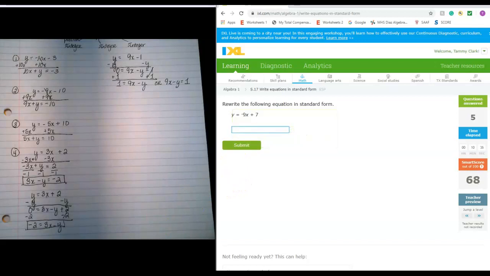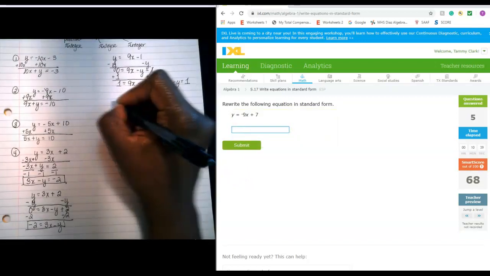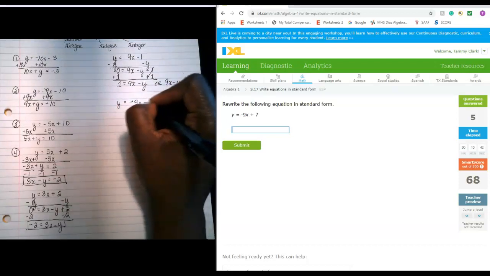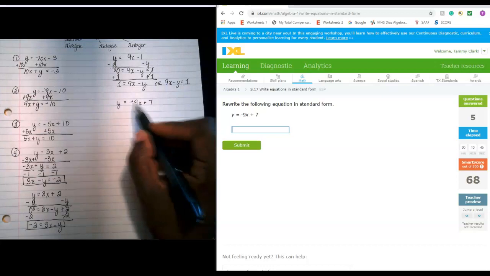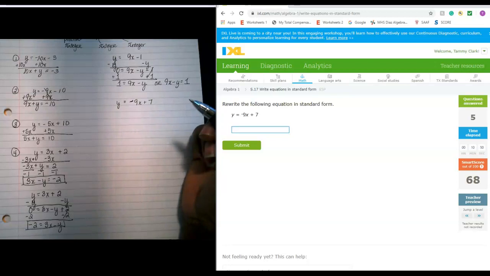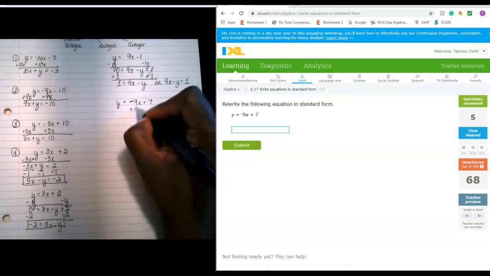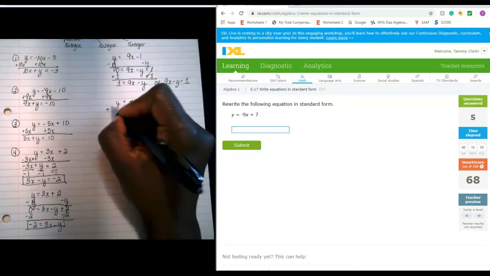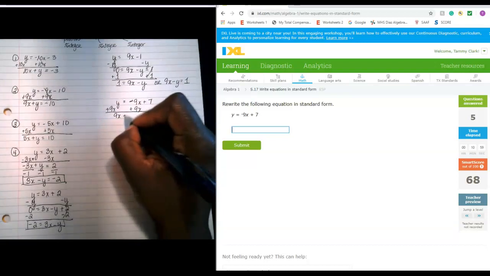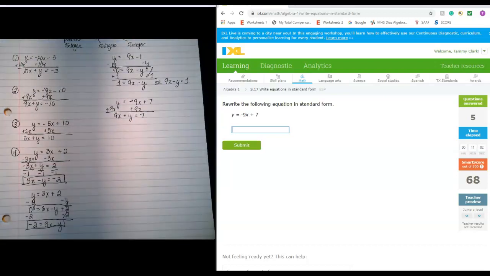Let's move right along. We have got y is equal to negative 9x plus 7. Well, this one, since the x term is negative and we need it on the same side as y and we want it to be positive, just add 9x this time to both sides of the equation. And we've got 9x plus y is equal to 7. Again, that's 9x plus y is equal to 7.